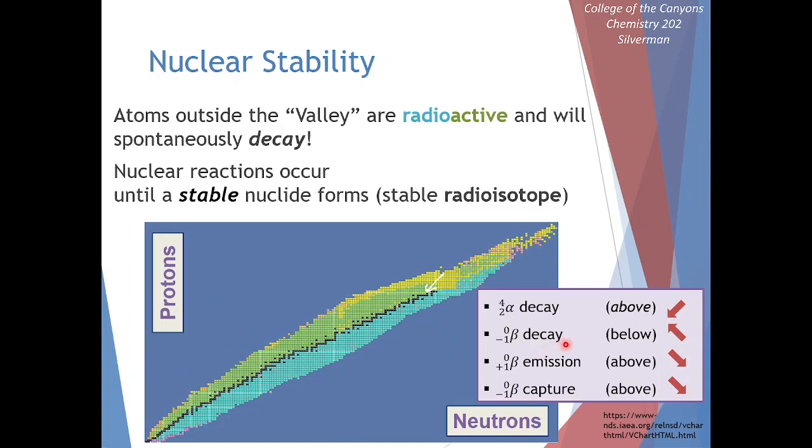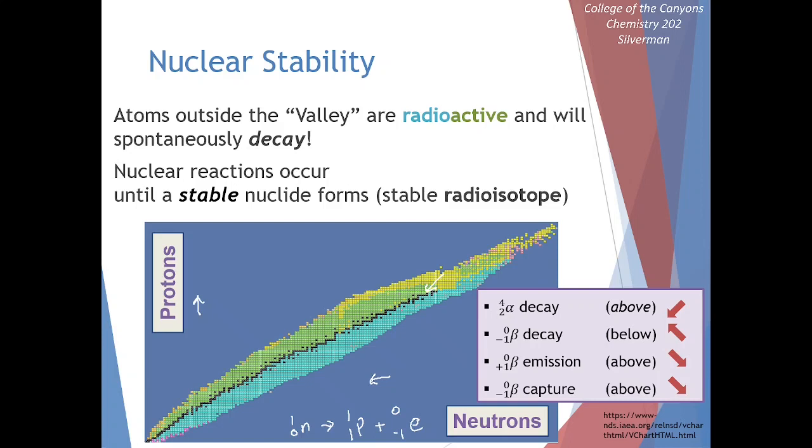For beta decay, a neutron turns into a proton and an electron. When we undergo beta decay, we lose a neutron and we gain a proton. Here is that beta decay process. When we lose a neutron, we have to move left on our neutron axis. When we gain a proton, we have to move up on our proton axis.